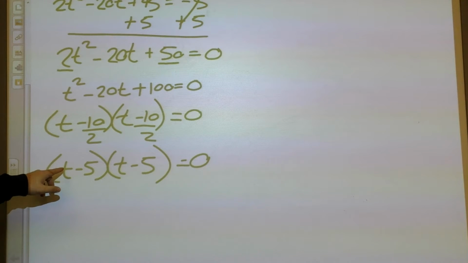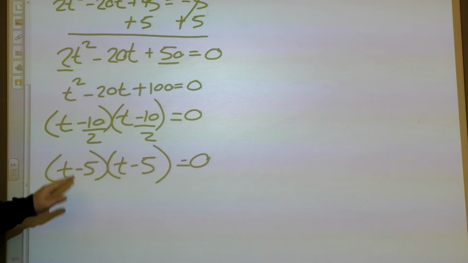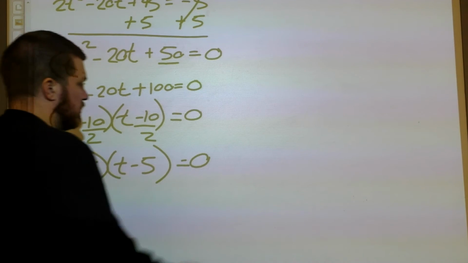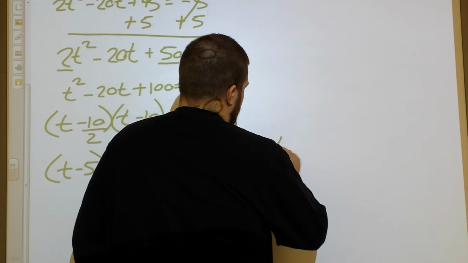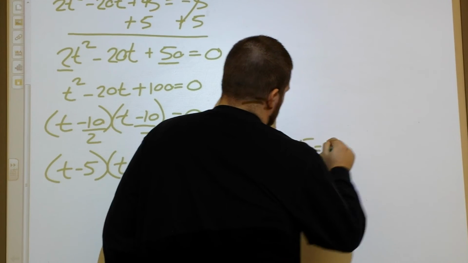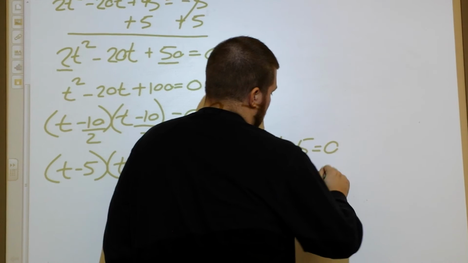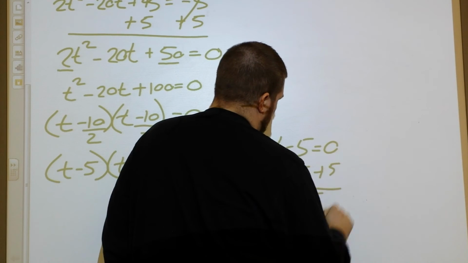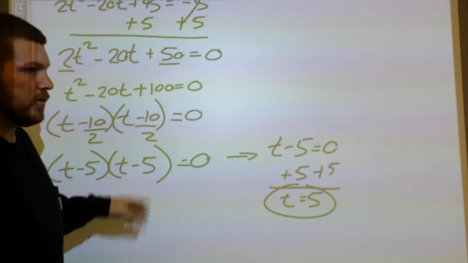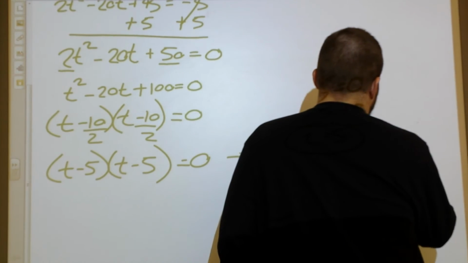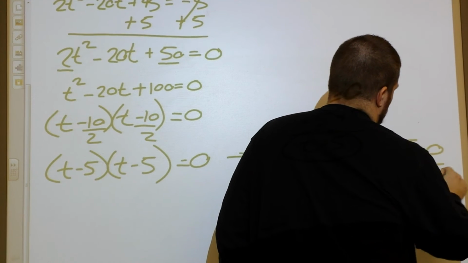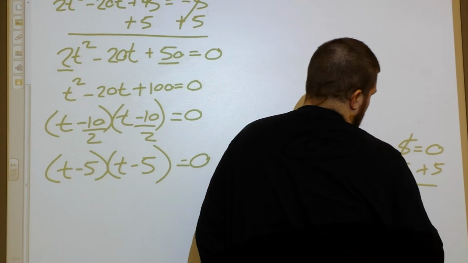Alright, so now that we've completed the bottoms-up factoring method, we're ready to apply the zero product property. The zero product property just says we take each factor and set it equal to 0. So we have t minus 5 equals 0, so plus 5 plus 5, so t equals 5. I'm going to take the other factor, set it equal to 0. t minus 5 equals 0, so plus 5 plus 5, so t equals 5.